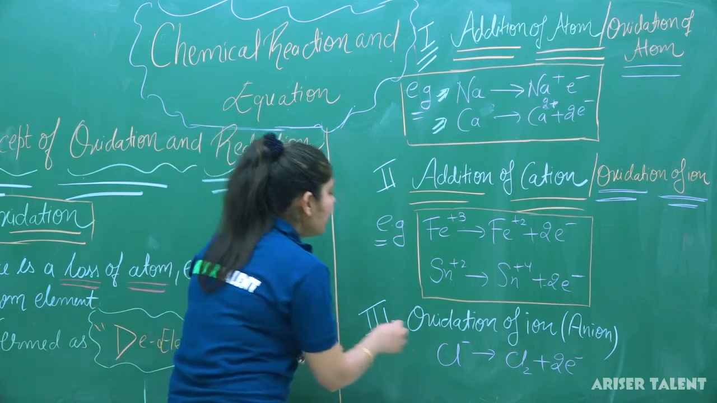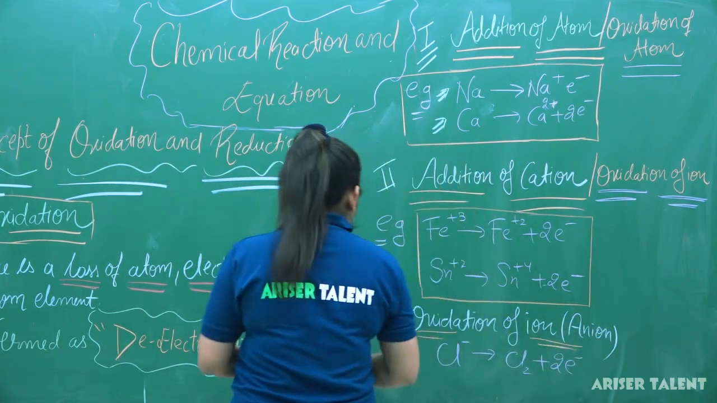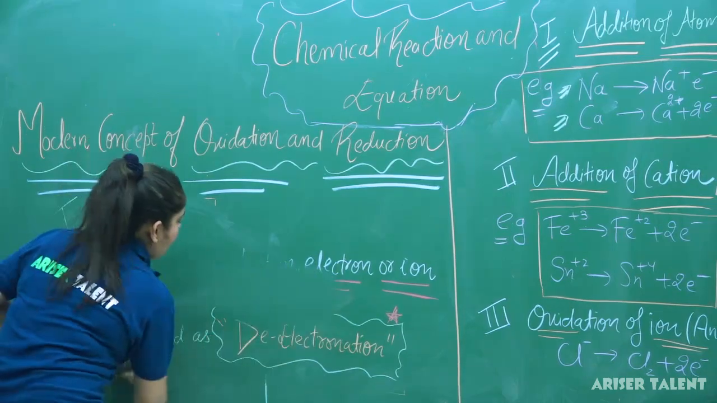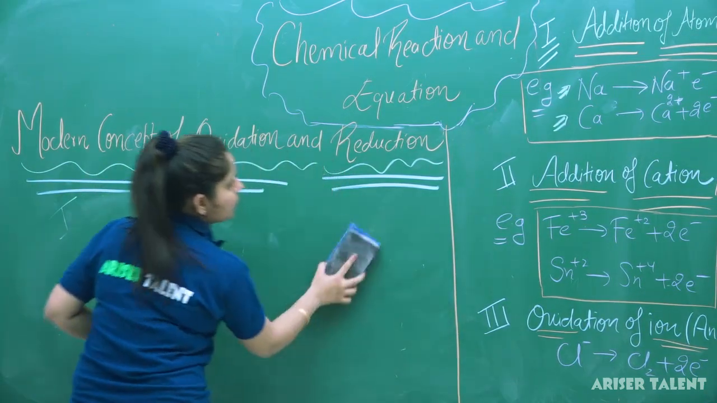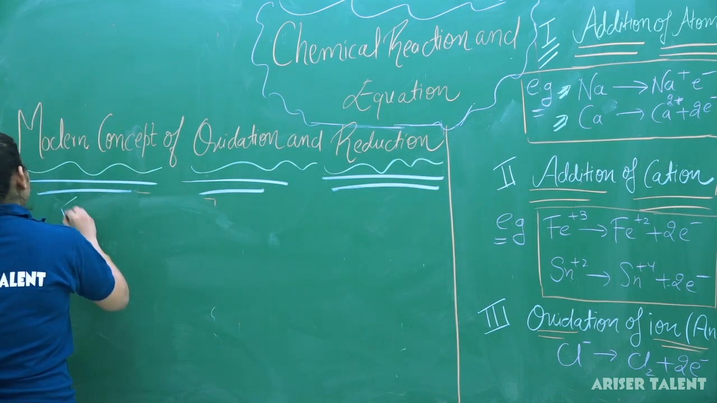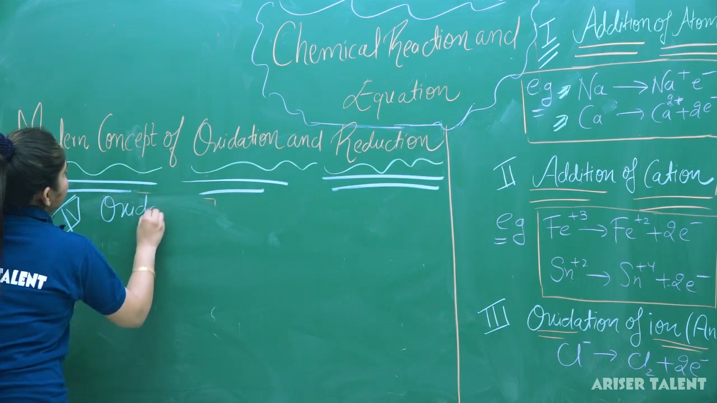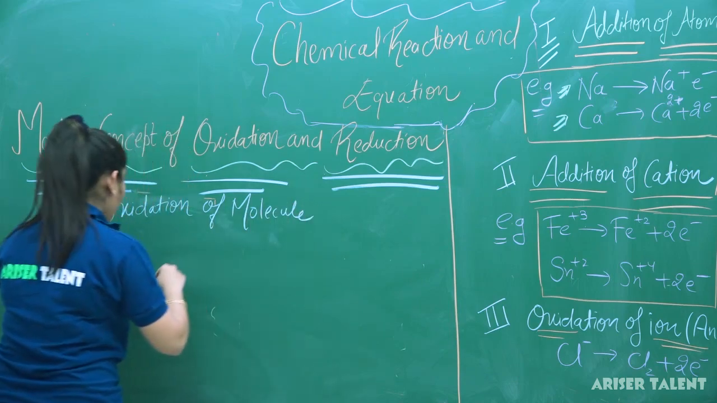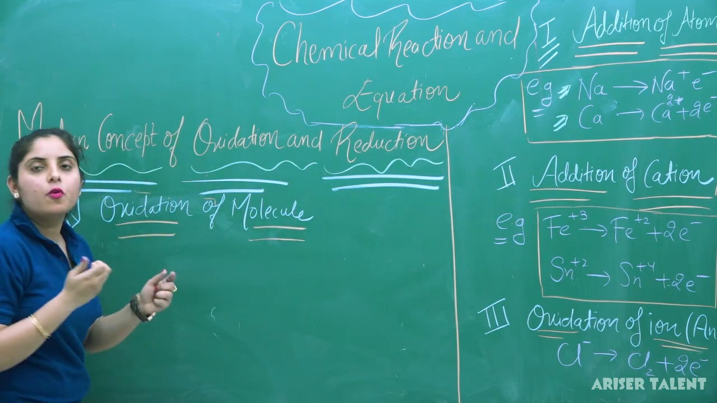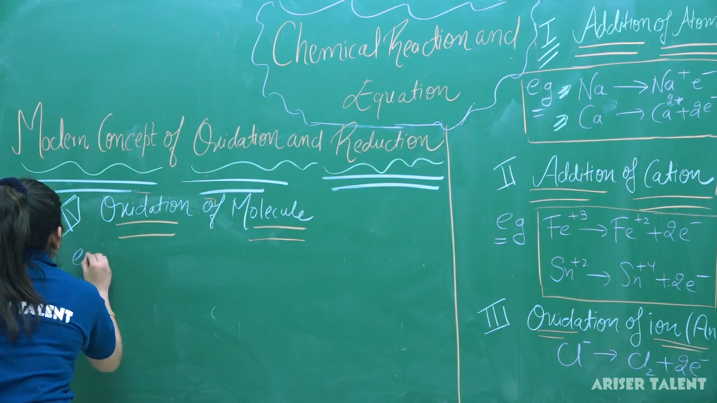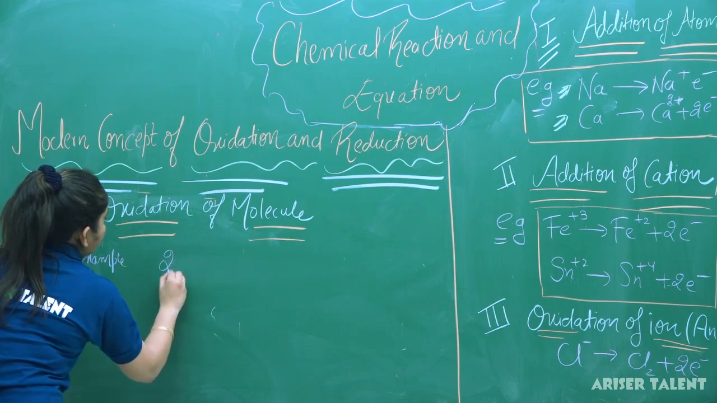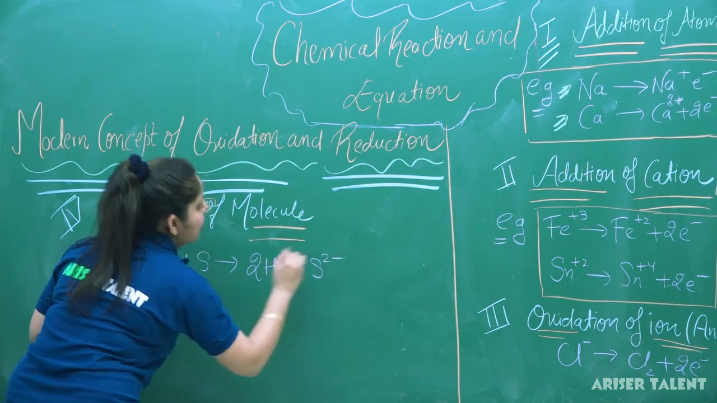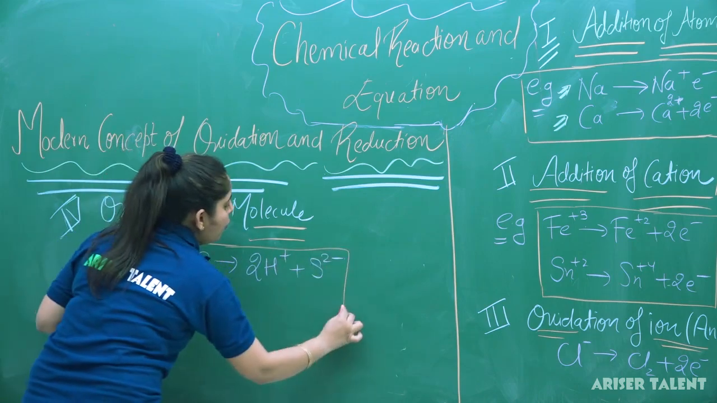Now coming to our next category, we have our last category, that is oxidation of molecule. What happens in the case of a molecule? There will be a loss of electron from the molecule only. The molecule we have considered as an example is 2H2S. So 2H2S will give 2H plus S2 minus ions. So this will be the oxidation reaction for a molecule.